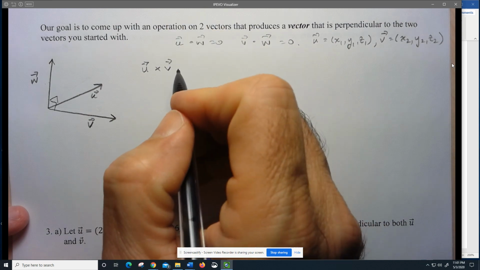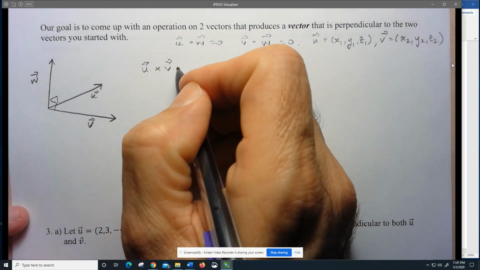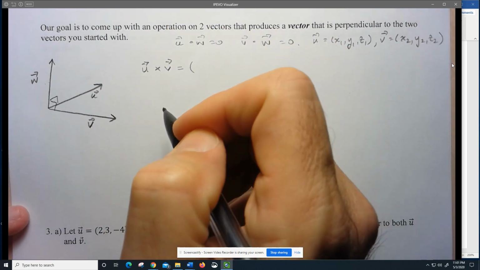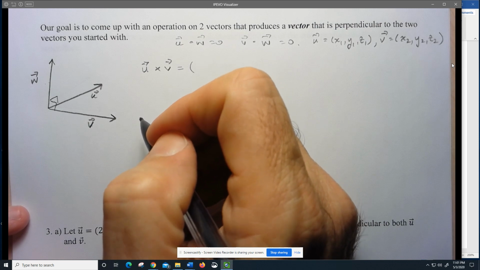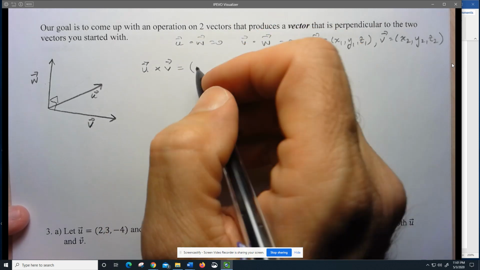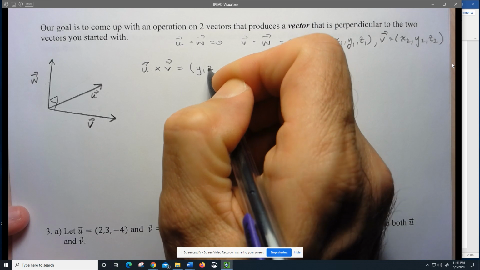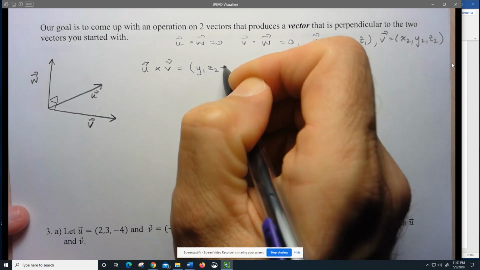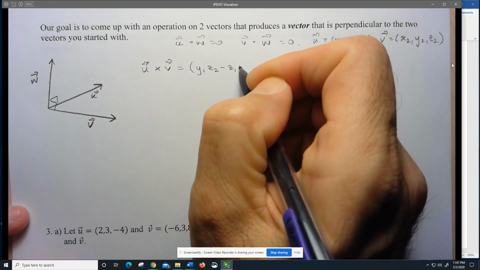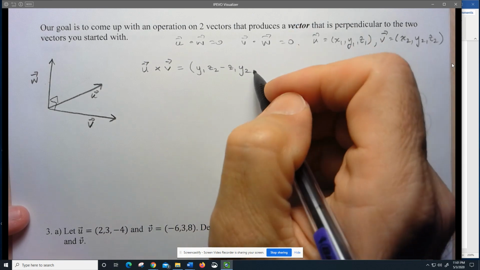Okay, now notice I left myself lots of space here because it's quite a long definition. All right, so let's go. We have y1 z2 minus z1 y2. That's the x component.